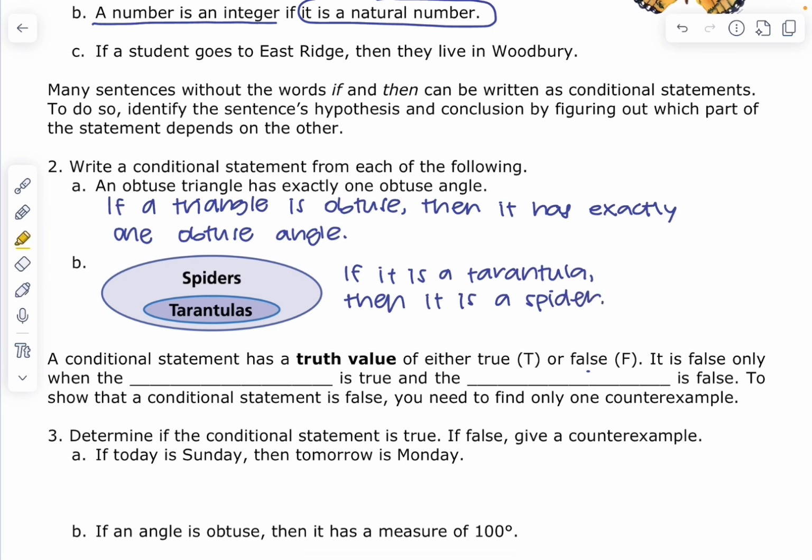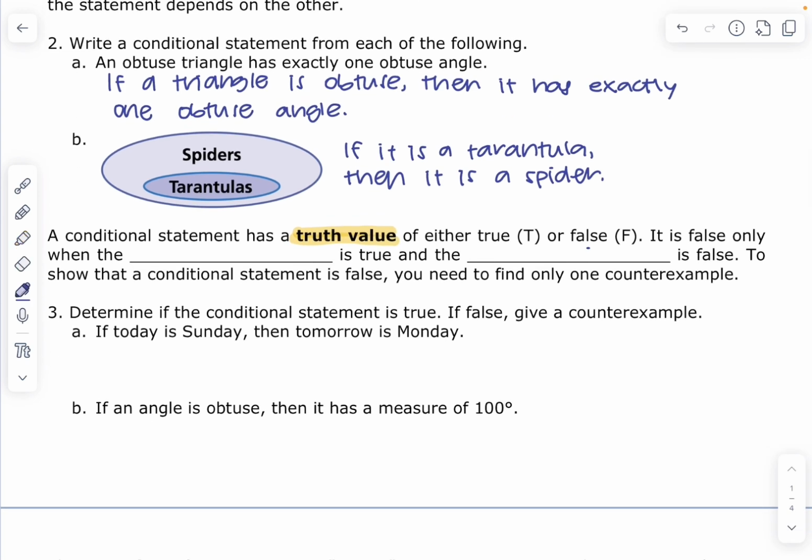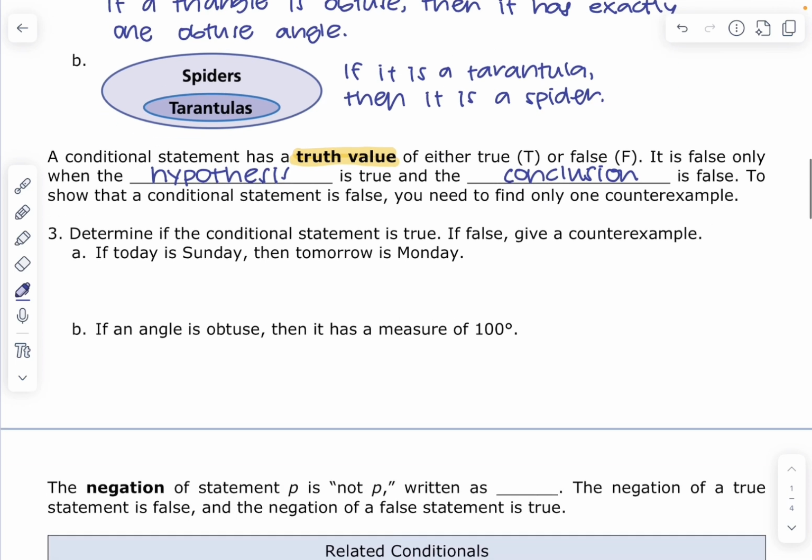Okay, a conditional statement has a truth value of either true or false. It's false only when the hypothesis is true and the conclusion is false. To show that a conditional statement is false, you need to find only one counterexample. Let's practice that. It says, determine if the conditional statement is true. If false, give a counterexample.